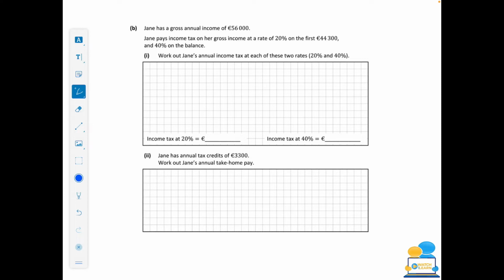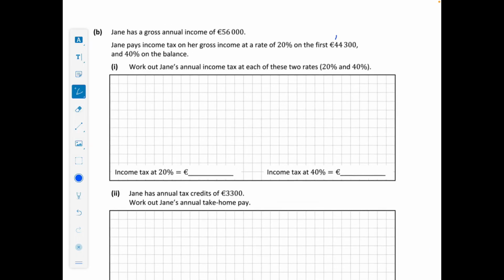So Jane has a gross annual income of 56,000. She pays income tax on her gross income at a rate of 20% on the first 44,300 and 40% on the balance. Work out Jane's annual income tax at each of these two rates. Now they didn't use the words here that we were using before, but really this 44,000 is the cutoff. This is going to be the standard rate, the 20%, and then this is going to be the higher. You should recognise those numbers are very similar to what we had been using anyway. So 20% on the first 44,300.